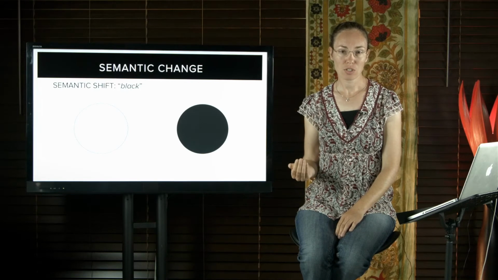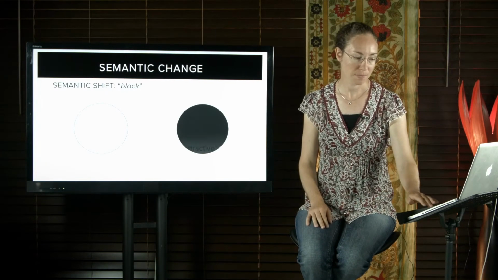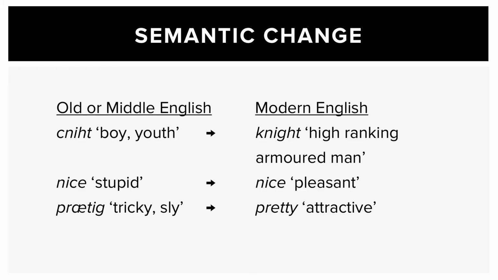Meaning change can also involve words changing to have a more positive meaning than they originally had. For example, the Old or Middle English knight meant boy or youth, and today it means knight, a high-ranking armoured man. Nice used to mean stupid, but today nice means pleasant. Or prettig meant tricky or sly, and today it's become pretty, meaning attractive.